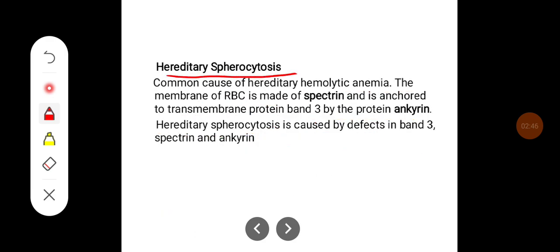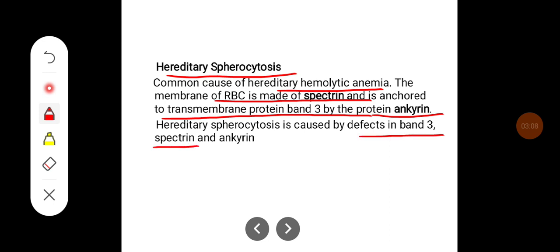Hereditary spherocytosis. It's a common cause of hereditary hemolytic anemia. The membrane of RBC is made up of spectrin, and it is anchored to the transmembrane protein band 3 by a protein called ankyrin. Hereditary spherocytosis is caused by a defect in band 3, spectrin or ankyrin proteins, where their genes are mutated, and they are able to produce less amount of spectrin or ankyrin or band 3 proteins.